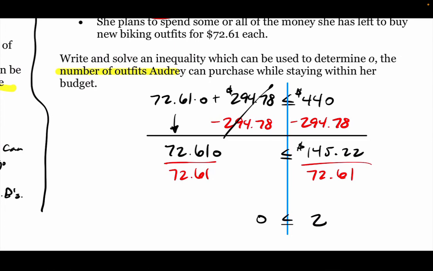Two. What does that mean? She can buy at most 2 outfits. She can buy 1, she can buy 2, that's it. She can't buy any more than that because she can't afford it. Done.